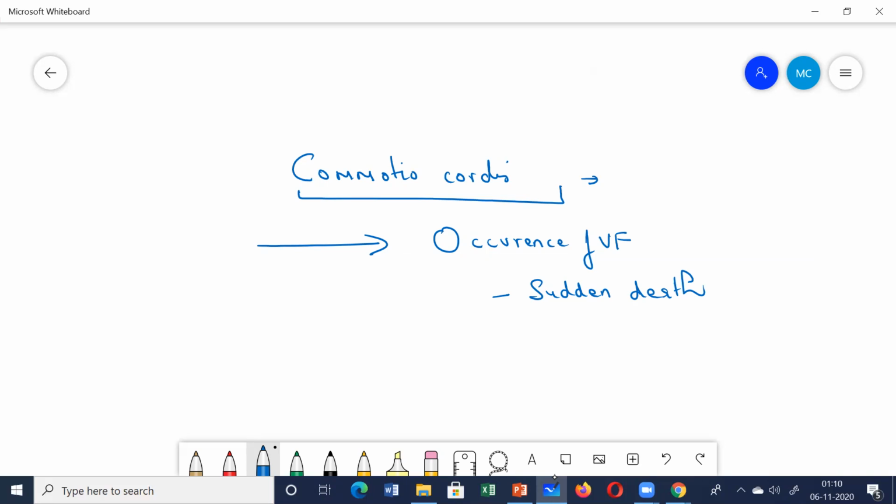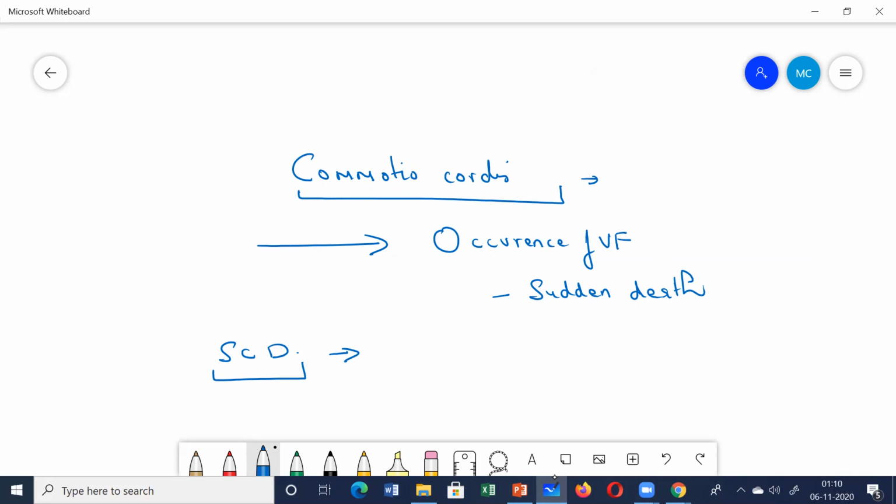Next, a term which we come across is sudden cardiac death. I shall tell you briefly about sudden cardiac death. What is sudden cardiac death? From the name only you can understand. Remember, 85% of sudden cardiac deaths mainly occur due to ventricular arrhythmias, either ventricular tachycardia or ventricular fibrillation.